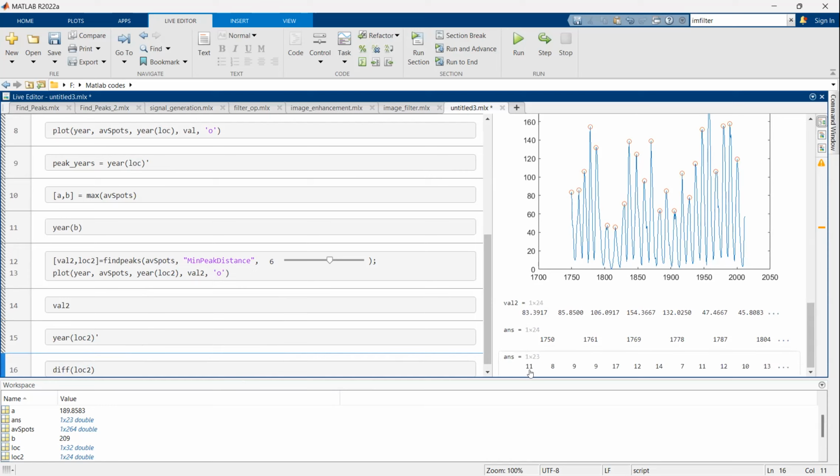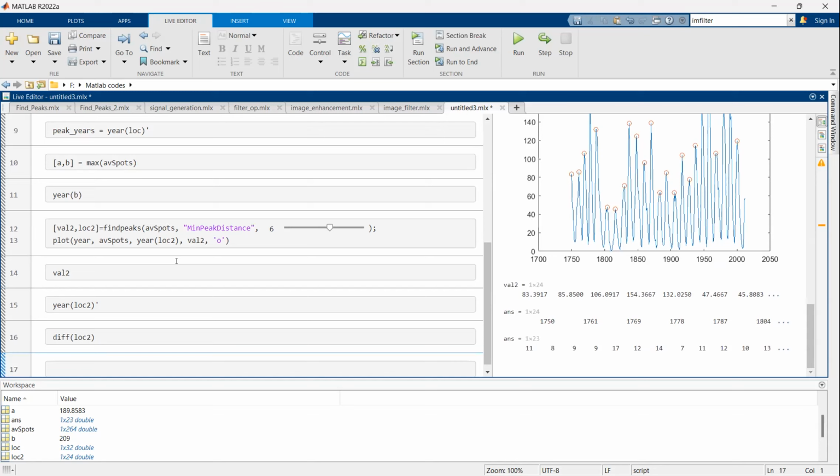The first one is 11. The second one is 8. The third one is 9, 9, 17. That is the years. So after 1787, after 17 years, you got the next highest peak. So if I take the average of this difference in location 2, this will give you the average.